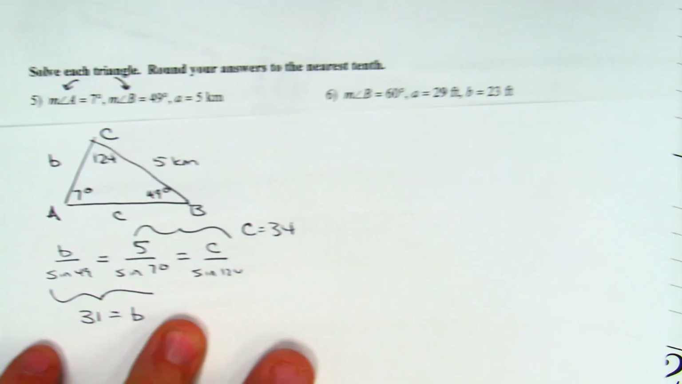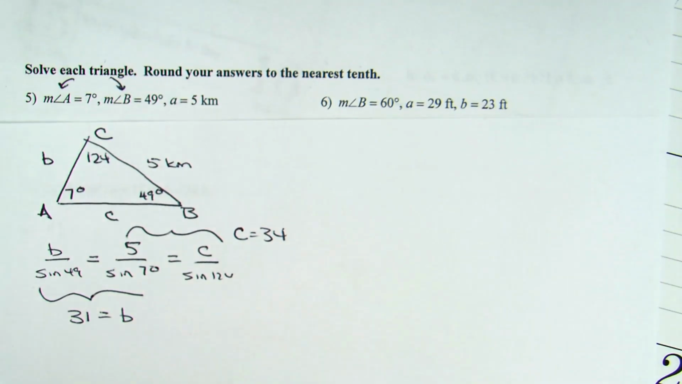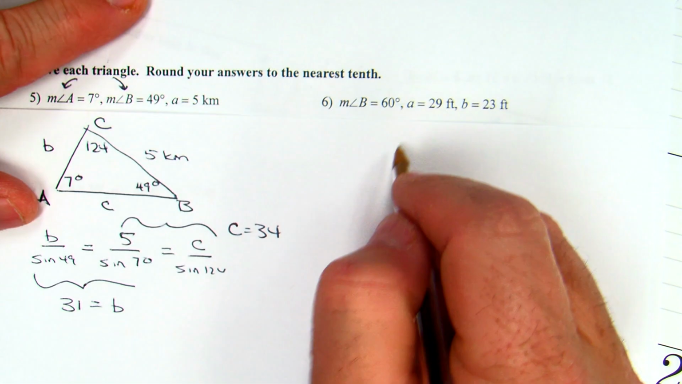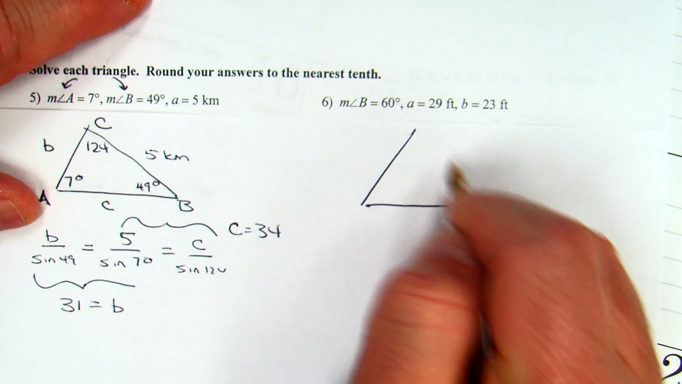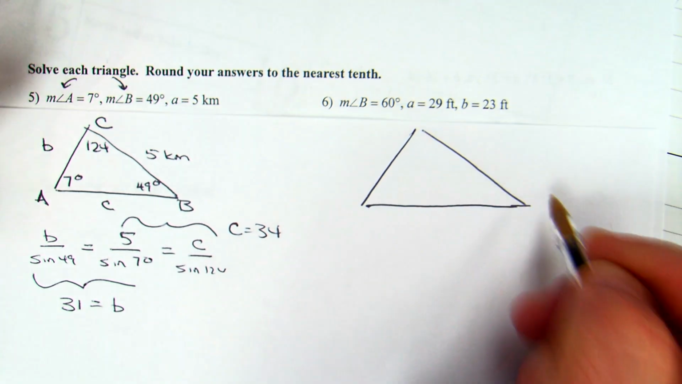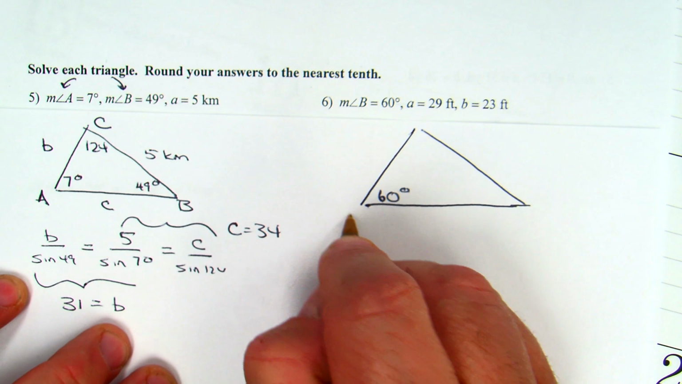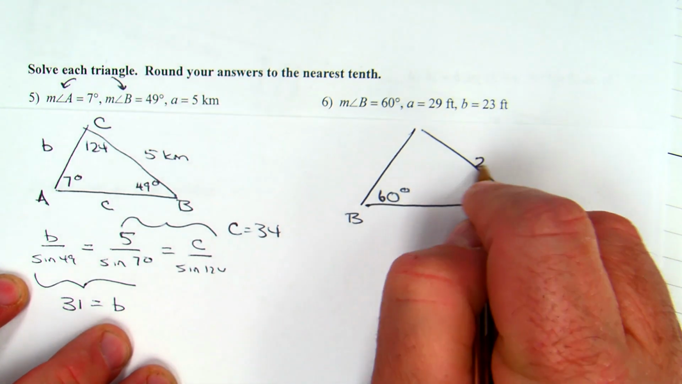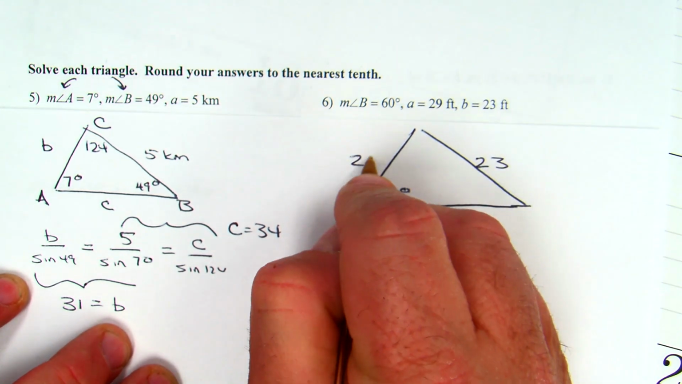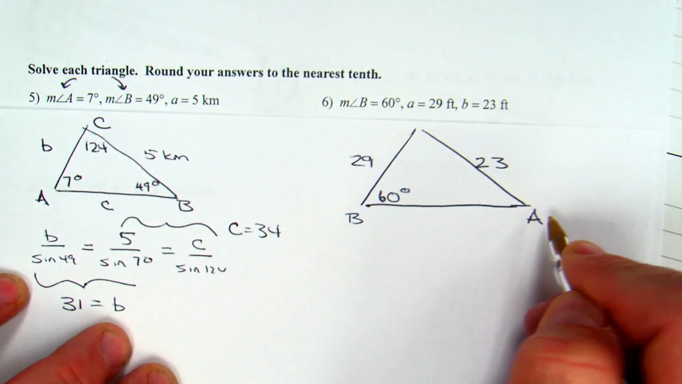Number 6. Now I go back to two sides at an angle not connected, so the ambiguous case. Here's my 60 degrees there with B. There's my 23 feet that's opposite it. There's my 29, and that's angle A.